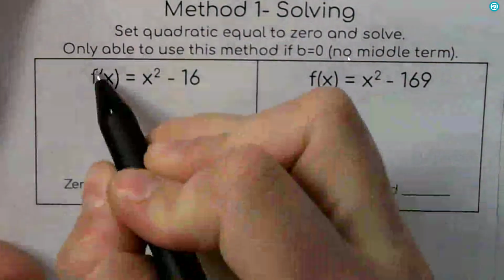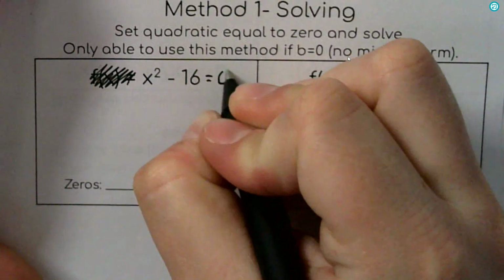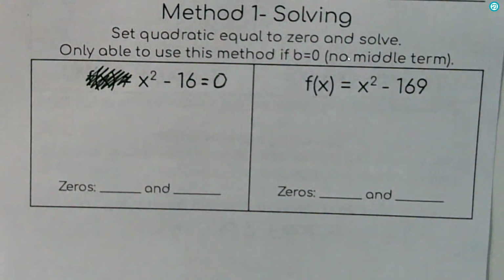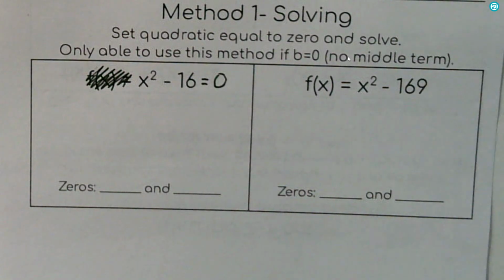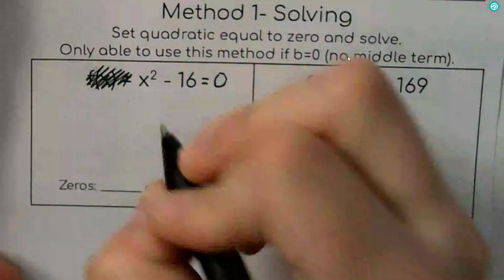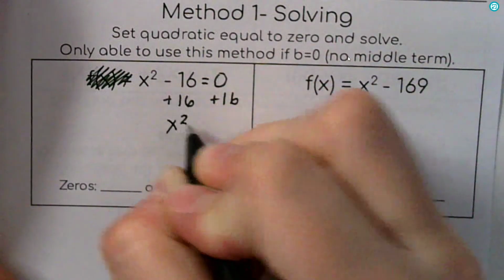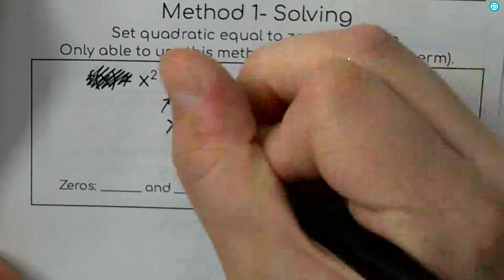I'm going to take my pen, cross out where it says f of x equals, and put equals 0 over here. So I am setting my function equal to 0. Then I am solving this just like a normal equation. If I'm trying to get x by itself, the first thing I'm going to do is get rid of that minus 16 by adding 16 to both sides. I get x squared equals, this negative 16 plus 16 cancels out, 0 plus 16 is 16.